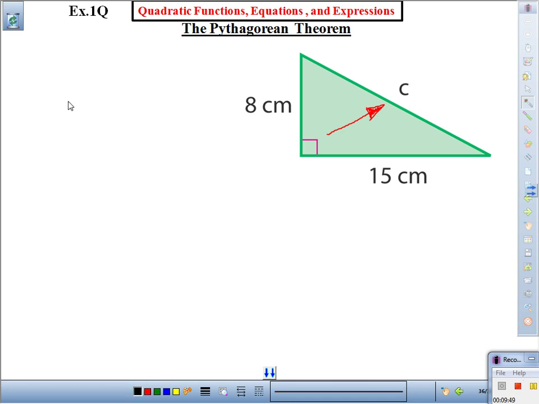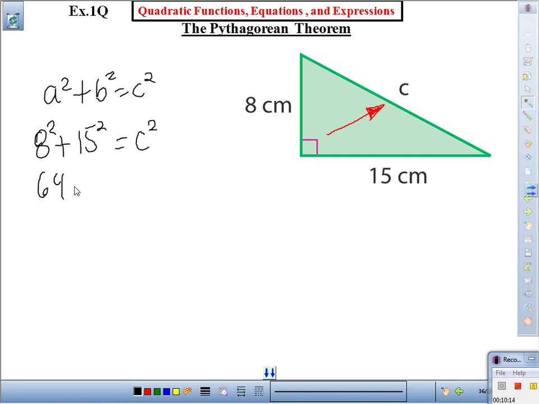So, we use our Pythagorean theorem. A squared plus B squared equals C squared. So what is our longest side? C is C. There it is, C squared. A and B, doesn't matter which one is which as long as you substitute. So which one do you want to make A? 8 squared plus 15 squared. What is 8 squared? 64 plus 225 equals C squared. That is 289 equals C squared.